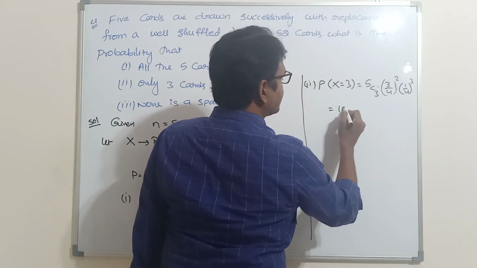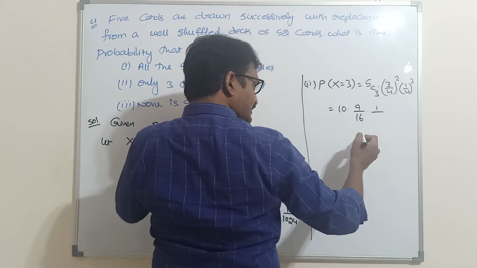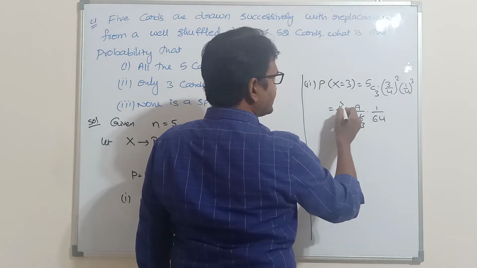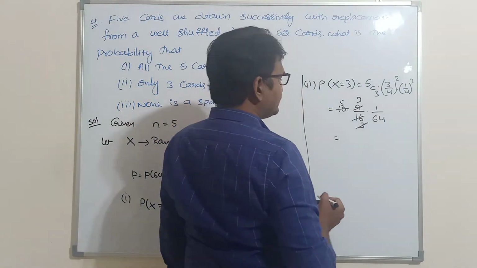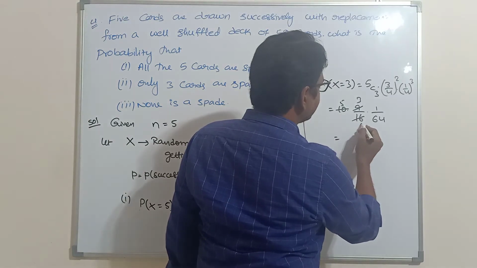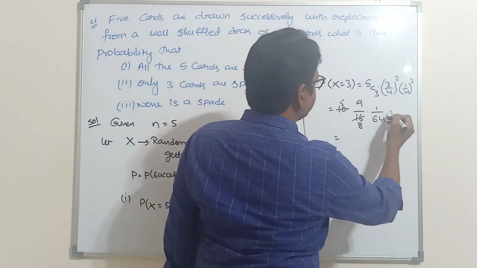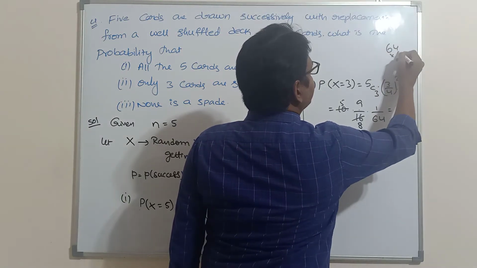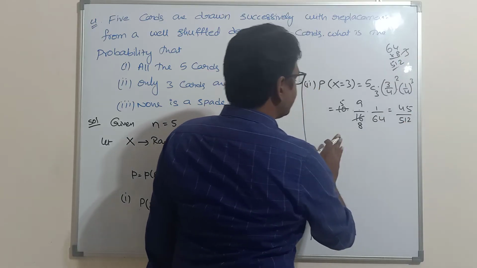So 5C3 value is 10. 9/16 into (1/2) power 6, which is 64. So 2 3s are 6. Sorry, 2 8s are 16. So this is 9 only. 10 into 9 is 90, divided by 2 is 45. 45 by 8 into 64. 64 into 8 is 512. So the answer is 45/512.